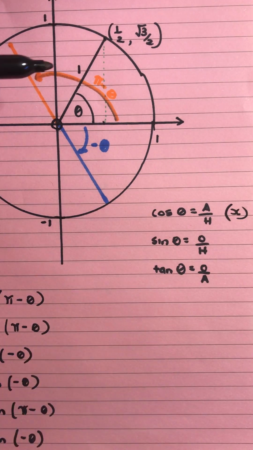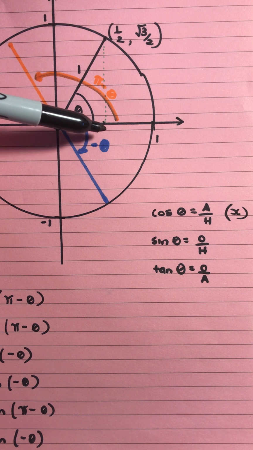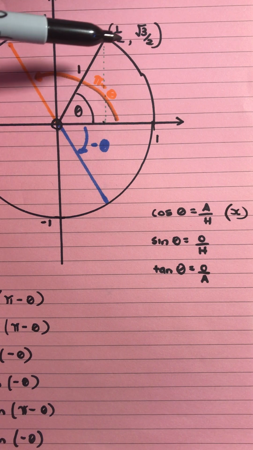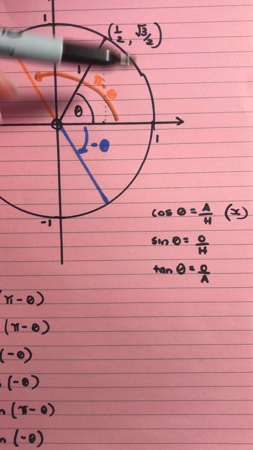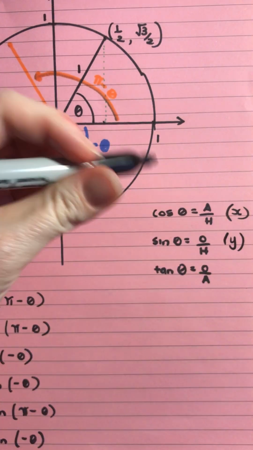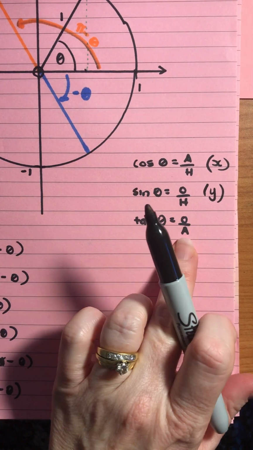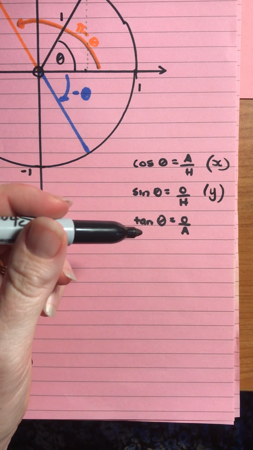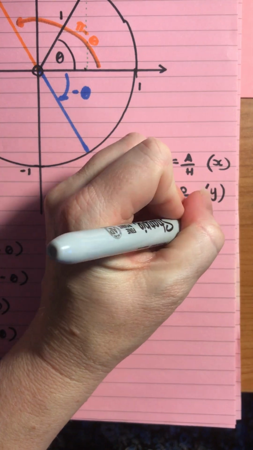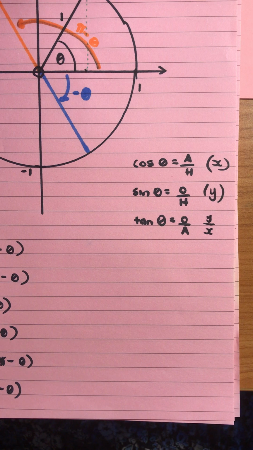For sine theta, our opposite is that vertical line, so that's going to be our y coordinate. And we're dividing that by 1, so same as our cos. And then when we've got opposite over adjacent, that's going to be our y over x. So we can then go through and work out some things.